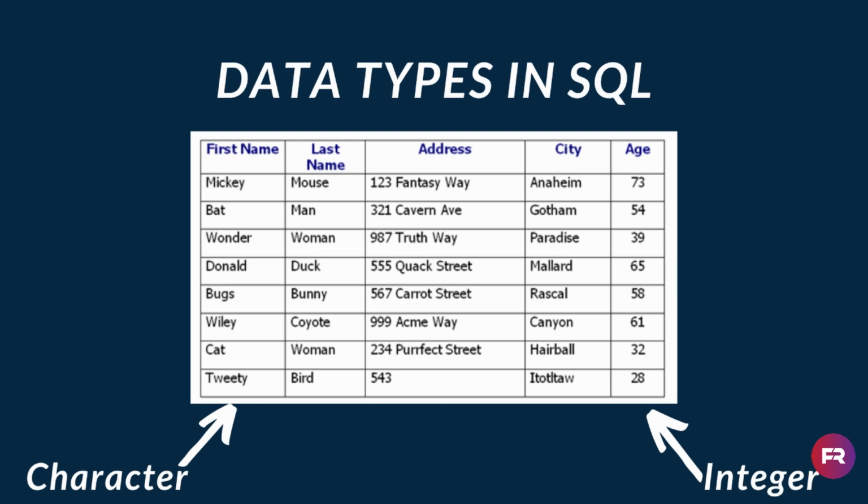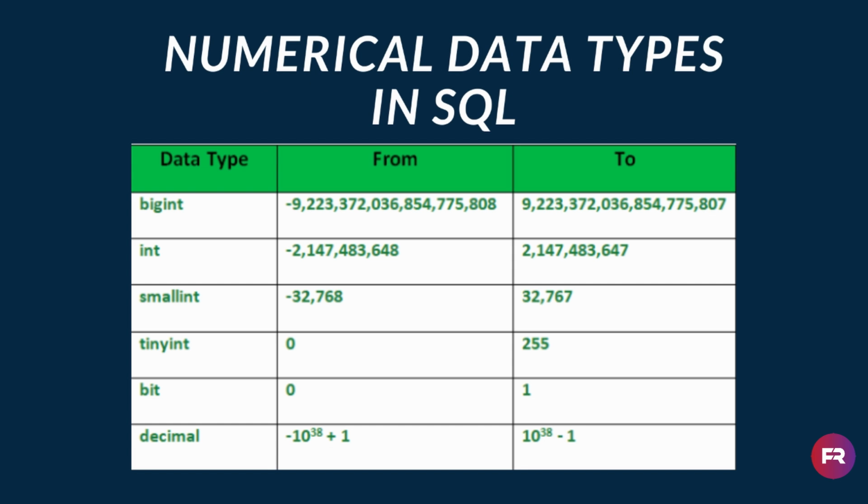Now that we know what exactly data types are, let's have a look at the different data types available. Let's start with the numerical data types. We have the bigint data type, which helps us to store really big values. So you can see the range of bigint here. Then we have the int data type, which helps us to store reasonably big values. After that we have the smallint type, and the range of smallint is from -32,768 to 32,767. Then the tinyint, and the range is only between 0 to 255.